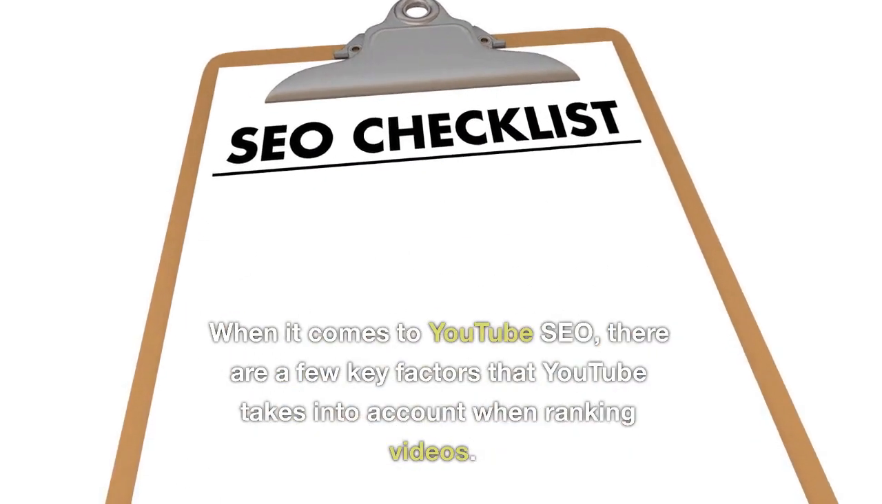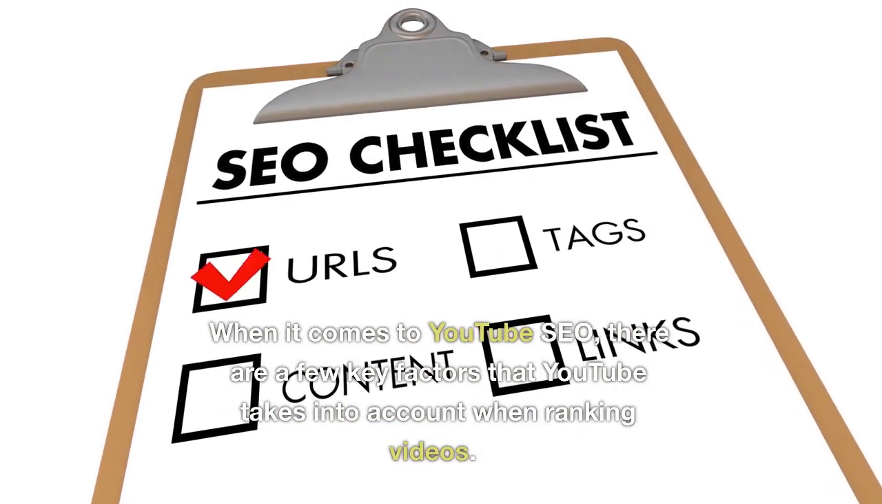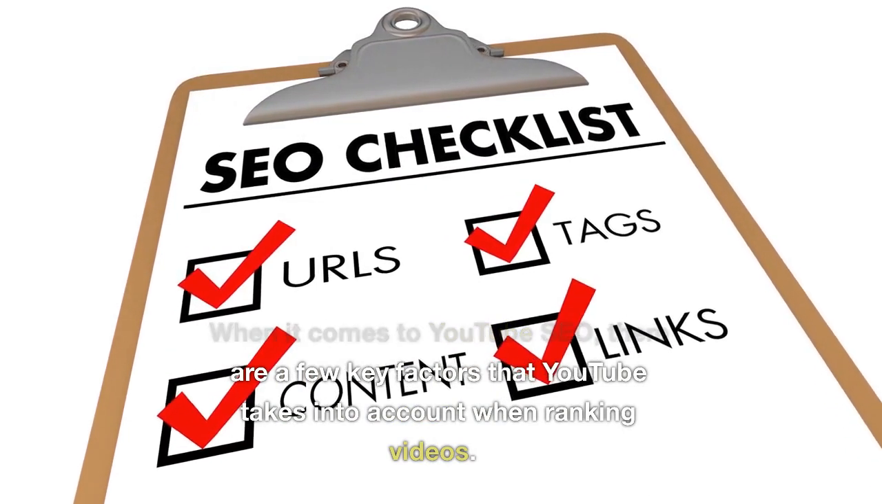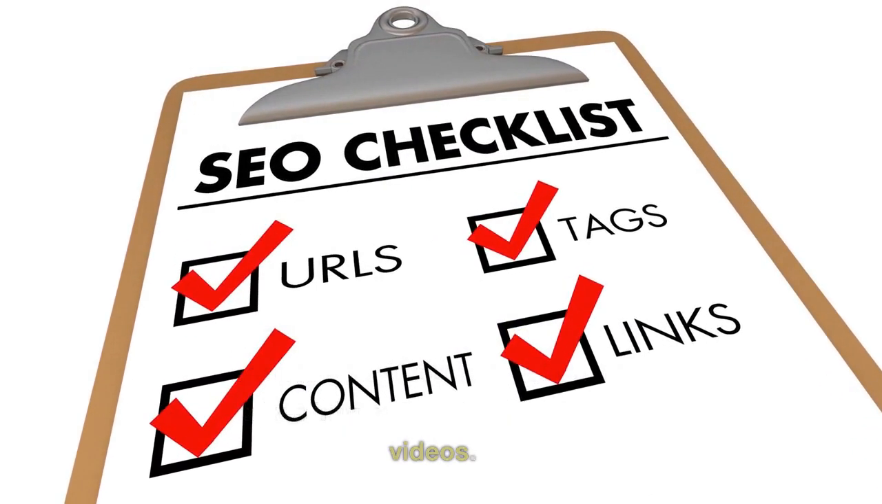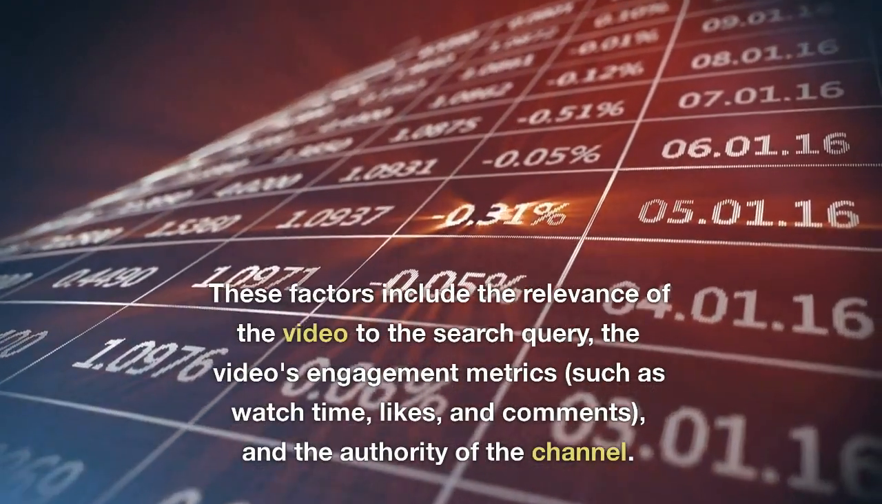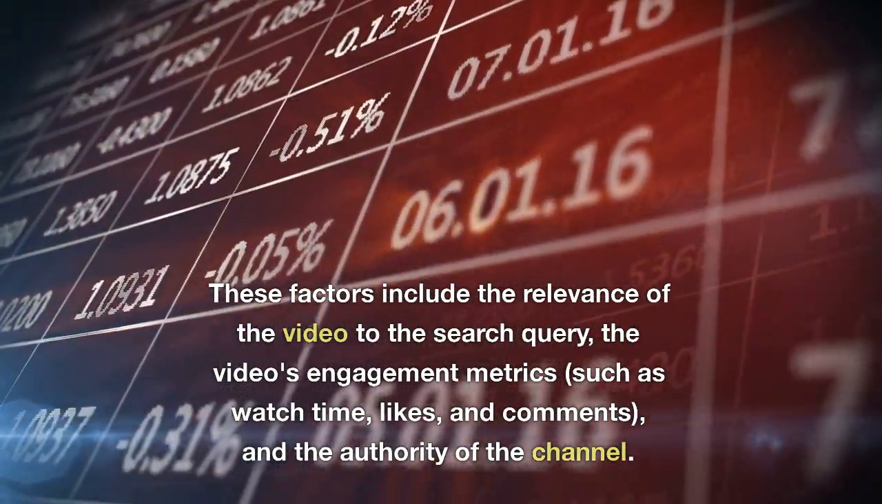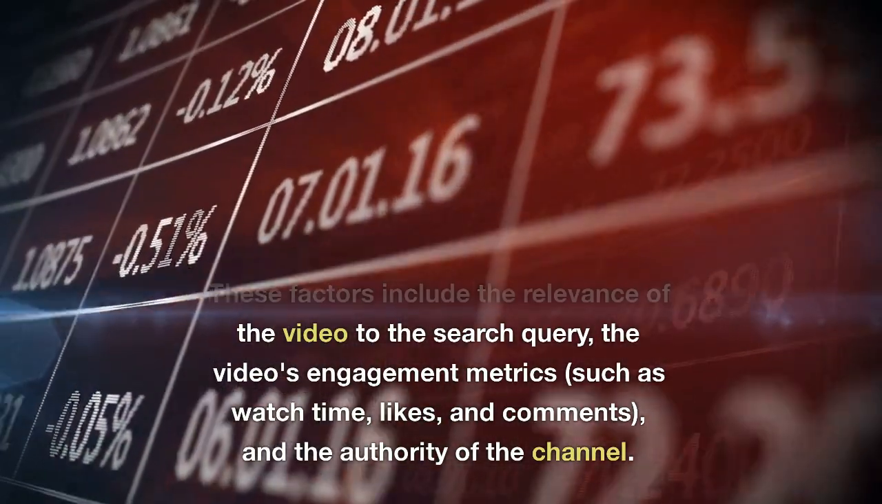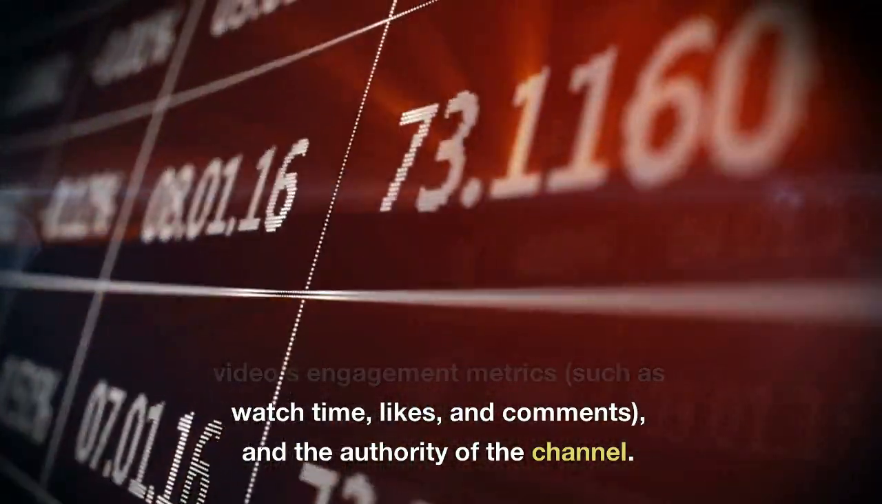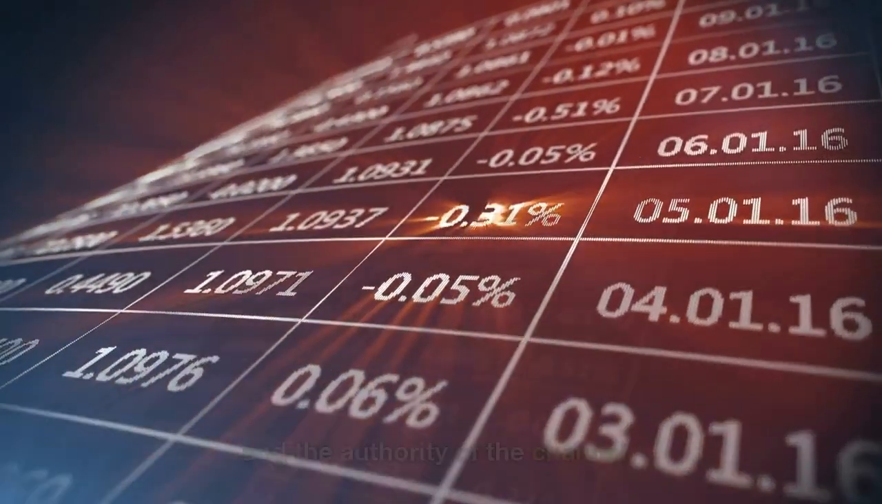When it comes to YouTube SEO, there are a few key factors that YouTube takes into account when ranking videos. These factors include the relevance of the video to the search query, the video's engagement metrics, such as watch time, likes, and comments, and the authority of the channel.